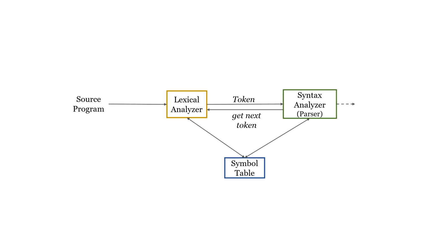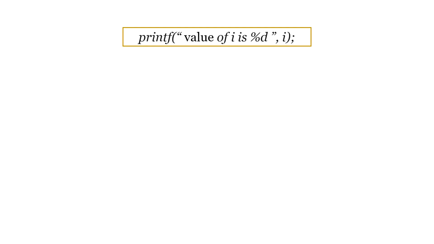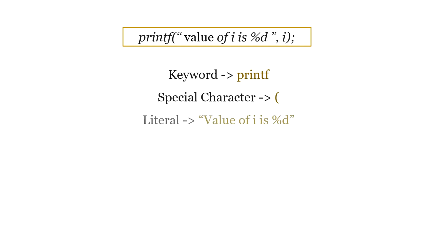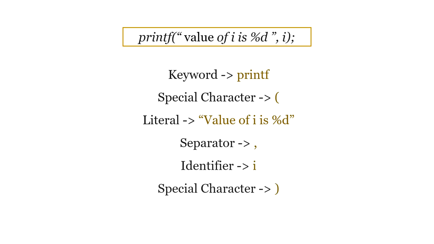Now let us understand this with the help of an example. Suppose a lexical analyzer reads this input stream character by character and generates these tokens such as printf, which is a keyword, open parenthesis, which is a special character, a literal, a separator, an identifier, a special character again, and a separator again. I have explained the process of tokenization in one of my video lectures, that is, what is lexical analysis. I have also provided the link for the same in the description below.